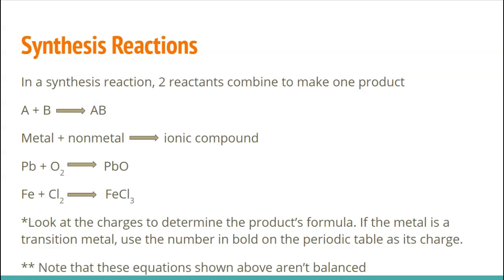So with the synthesis reaction, we are taking 2 elements and we are combining them to make a product. Just in general symbols here, these aren't meant to be elements necessarily, but this is what's happening. We have element A plus element B makes this compound AB. And if we have a metal and a non-metal, that's going to make an ionic compound. So here's an example: lead plus oxygen makes lead oxide. Iron plus chlorine makes iron 3 chloride.